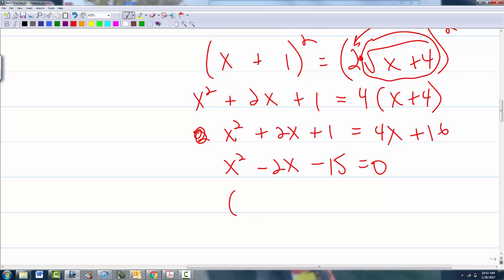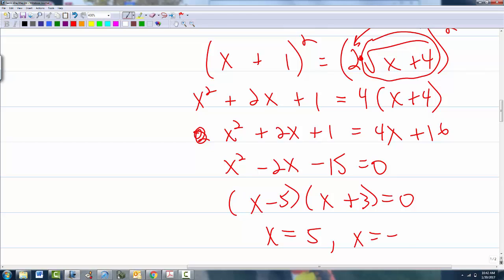So what is this factored? This should be fast for everyone. And then what are the answers? This is our 4th example, right, everyone? In the 3 previous, did I check my answers?